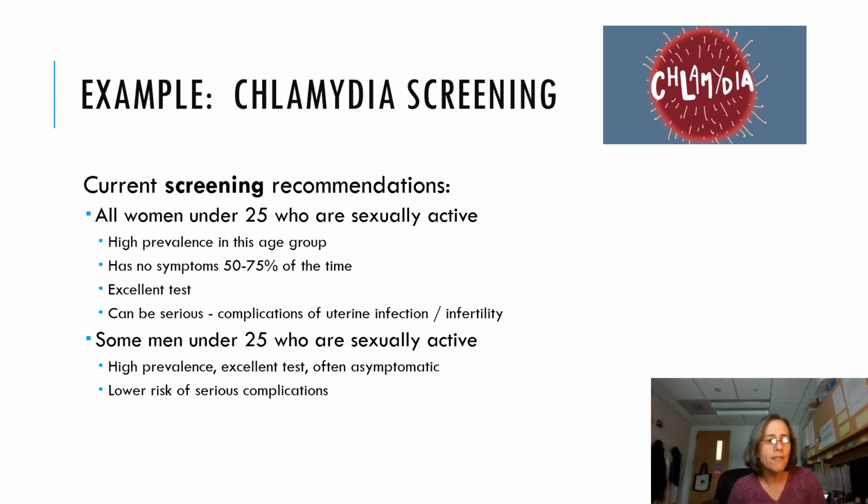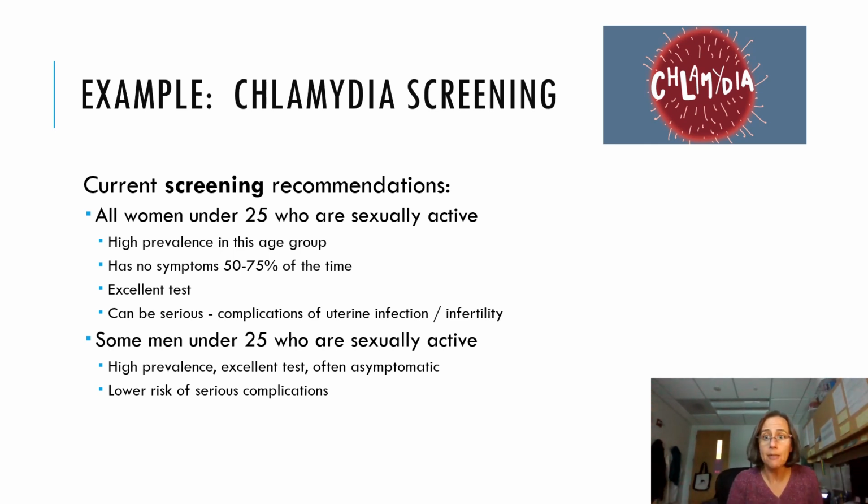We also are often going to screen male-bodied people under age 25, but the recommendation is not as strong. Now, everything is the same except that male-bodied people aren't at risk of serious complications to the same extent that people with uterus and fallopian tubes are. It can cause some scarring in the male reproductive tract, but not much. It doesn't usually lead to infertility, so the likelihood of it causing significant problems for them is lower. Most college health centers will screen, right? Because still the prevalence is really high, and we would like to nip this in the bud.